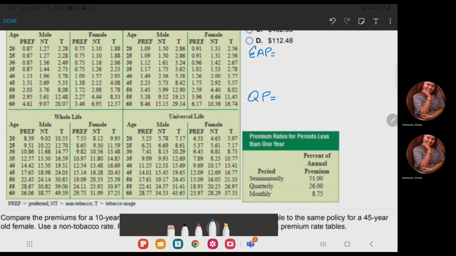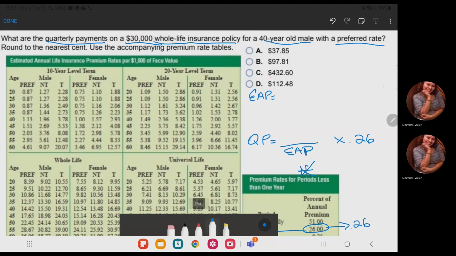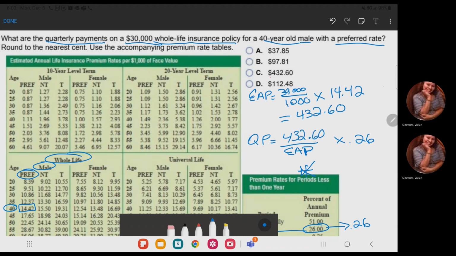So now I'm going to go back, find out my info. So I have a whole life for a male with a preferred rate who is 40, 14.42. So I have 30,000 divided by 1,000 times the 14.42. That gives me 432.60, which I put over here. That's what's getting multiplied with my quarterly rate.